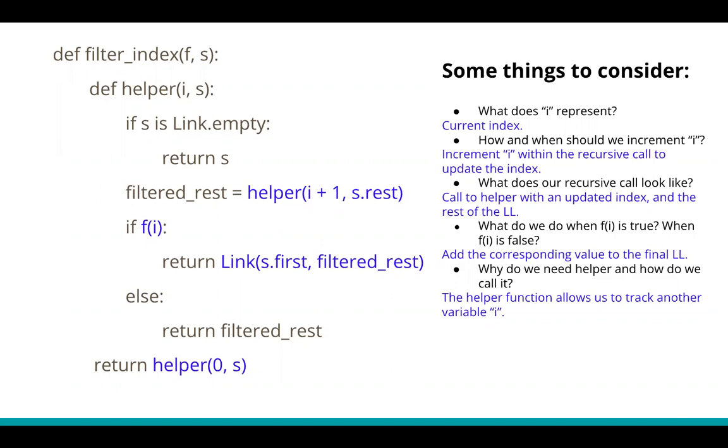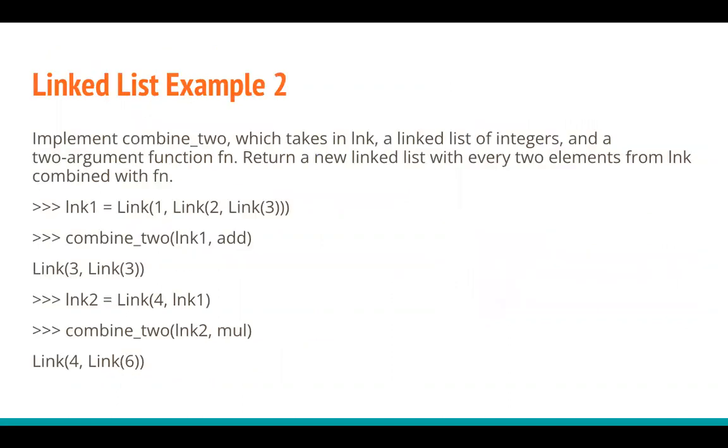Okay, great. Let's move on. Linked list example 2. So here we're going to implement the function combine2. It takes in a linked list of integers and a function fn which takes in 2 arguments. So we're going to return a new linked list where every 2 elements from link are combined using that function. So here we have the list 1, 2, 3, and combine2 adds every pair of elements in the list. As you can see, 1 plus 2 is 3, so that creates 3 and 3. Since we have an odd number of elements, 3 is just added on at the back. Link 2 equals 4, 1. When we combine it using multiply, we get 4, 6.